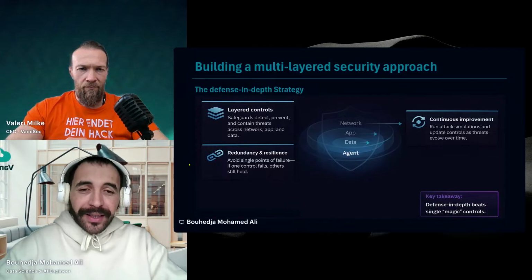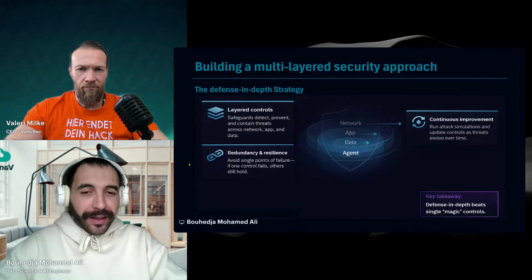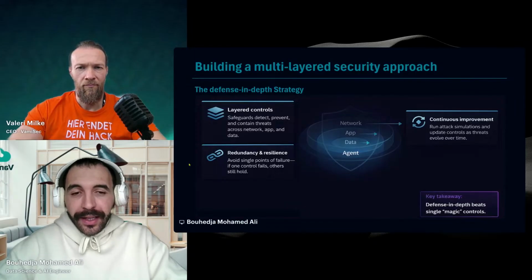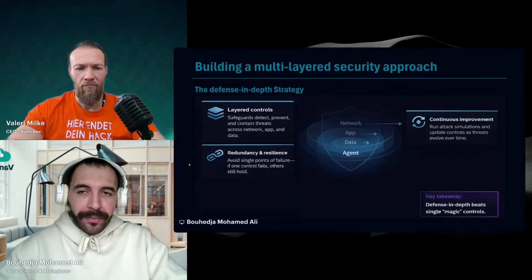Below that, redundancy and resilience. The idea is to avoid single points of failure. If one control fails, others still provide protection. In the middle, the visual shows the agent at the center with layers around it: data, application, and network. This illustrates where controls can be applied closer to the agent or further out in the environment. To the right, for continuous improvement, we run attack simulations and update controls over time because threats evolve and defenses must evolve with them.